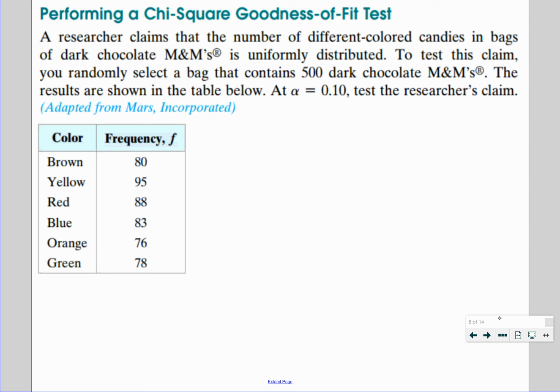All right, a researcher claims that the number of different colored candies in bags of dark chocolate M&Ms is uniformly distributed. To test this claim, you randomly select a bag that contains 500 dark chocolate M&Ms. The results are shown in the table below. At a level of significance of 0.1, test the researcher's claim.